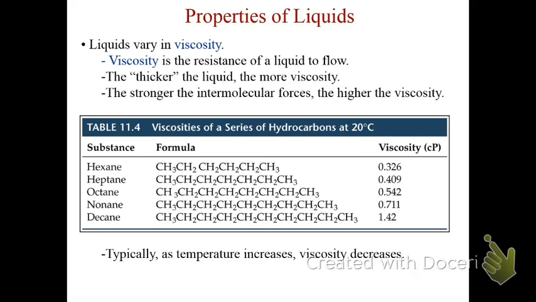Taking a look at what you have here, viscosities of a series of hydrocarbons at 20 degrees Celsius. We have just a couple of examples, and you notice that as the compound in the molecule gets larger, we're also having an increase in viscosity, looking all the way down to decane, where we have a 1.42 value for the viscosity. This is going to be due to increased London dispersion forces. Make sure that if you're given a question like this, that you give the exact intermolecular force that you are speaking of, not just say because of the intermolecular forces.